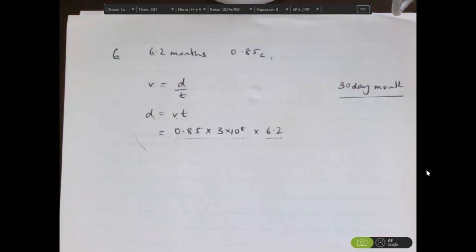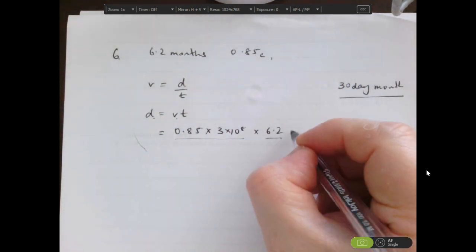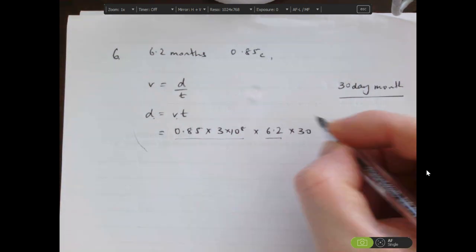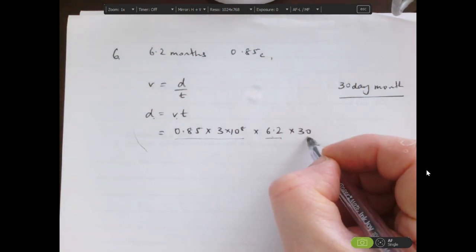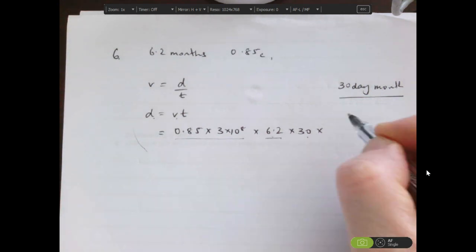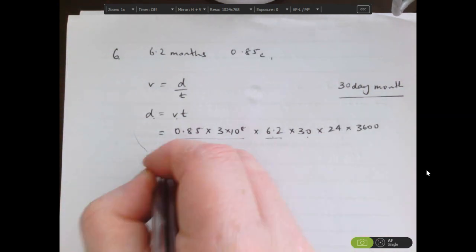That's the average month, so we're going to times it by 30. That's the number of days. Now each day has 24 hours, and every hour has 3,600 seconds.